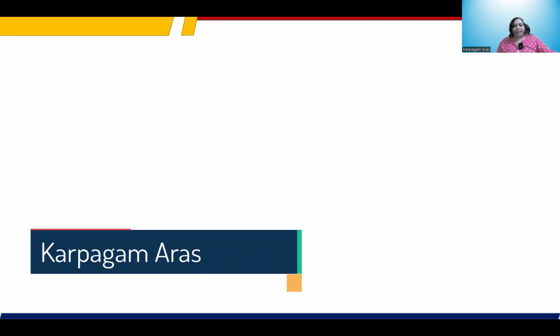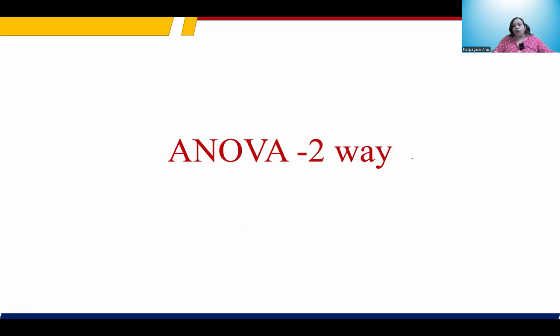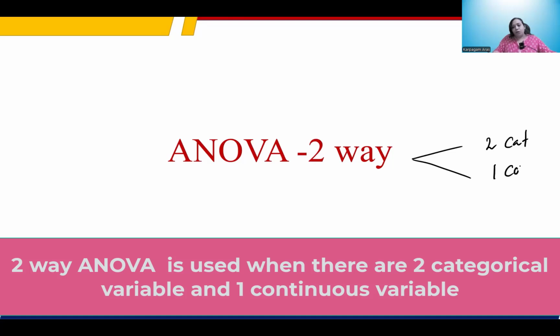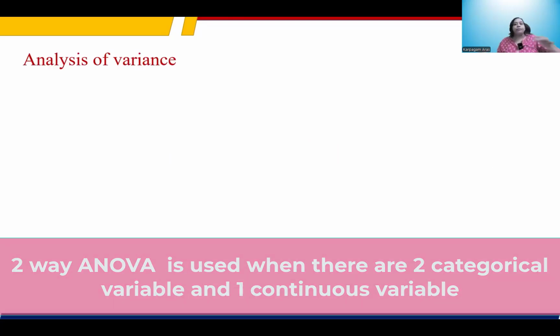Hi, welcome back. In this session, I'm going to walk you through two-way ANOVA. Two-way ANOVA is best used when we have two categorical variables and one continuous variable. Let me show you this with an example.